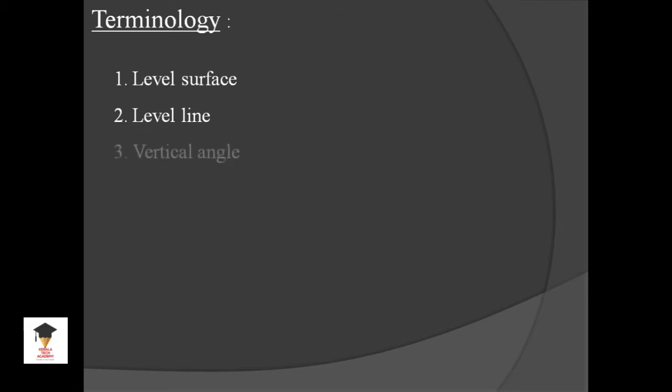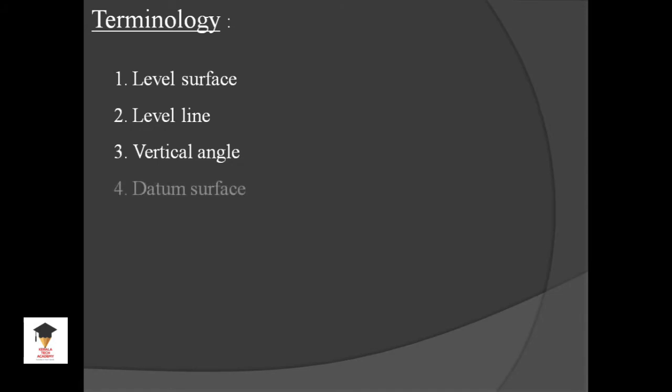The next one is a vertical angle. Vertical angle is the angle between two intersecting lines in a vertical plane. Generally, one of these lines is horizontal.